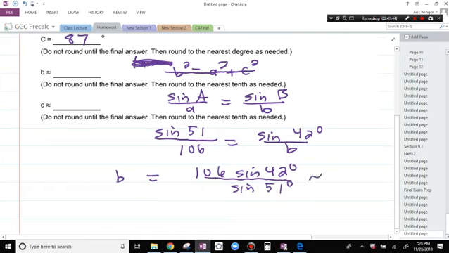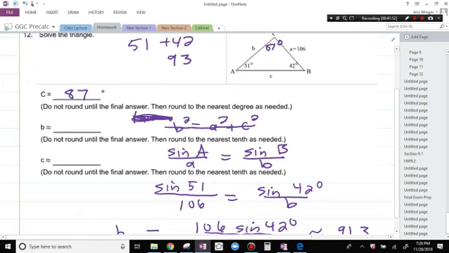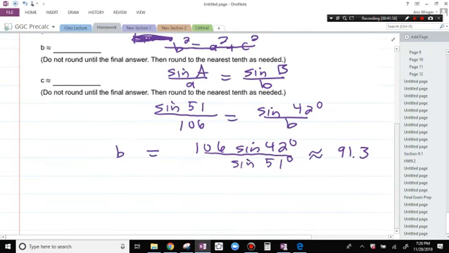Calculator, what is that? 91.3. That fits. 51 is the larger angle, so it's larger than that, right? If you got something more than 106, you know you would have been incorrect. Right, so 91.3, that looks good.